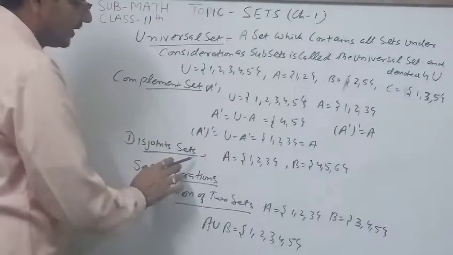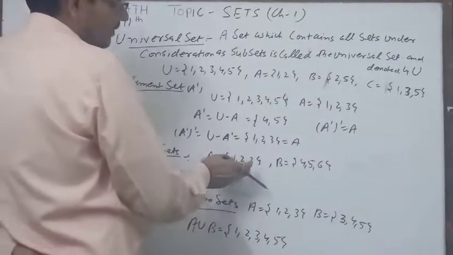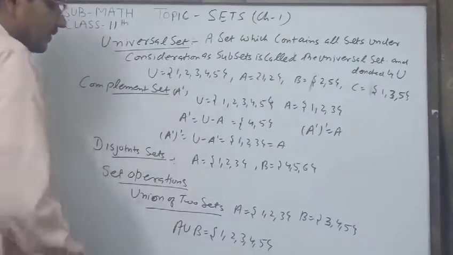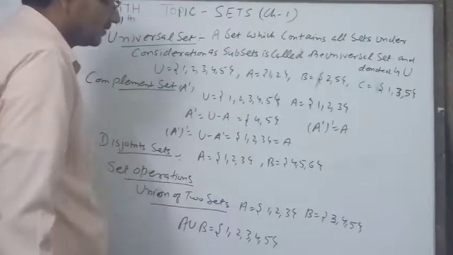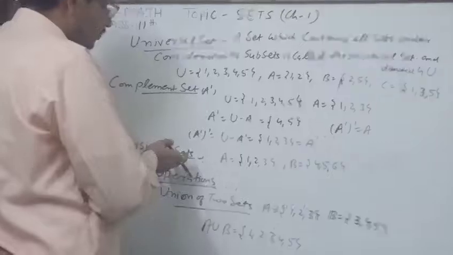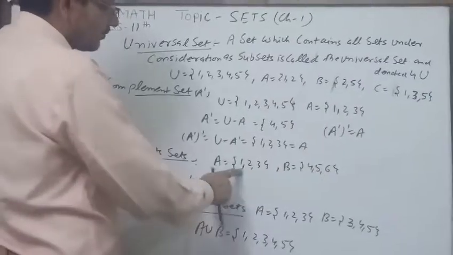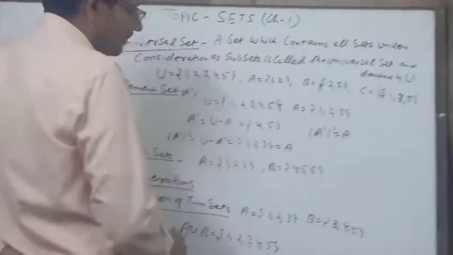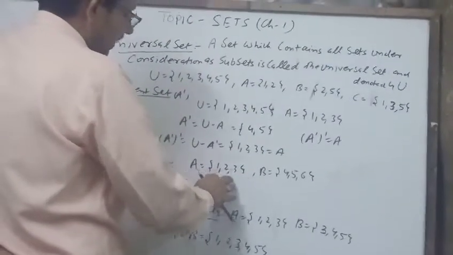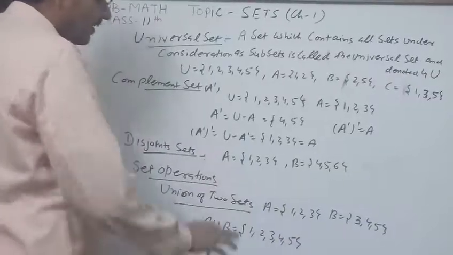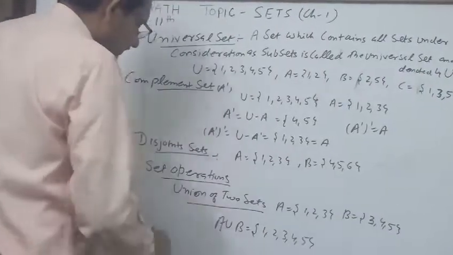Next, disjoint sets. If in two sets no element is common, then these two sets are called disjoint sets, right? Like 1 2 3 exist in A, 4 5 6 exist in B, right? A and B are called disjoint sets. No element is common between the two sets.